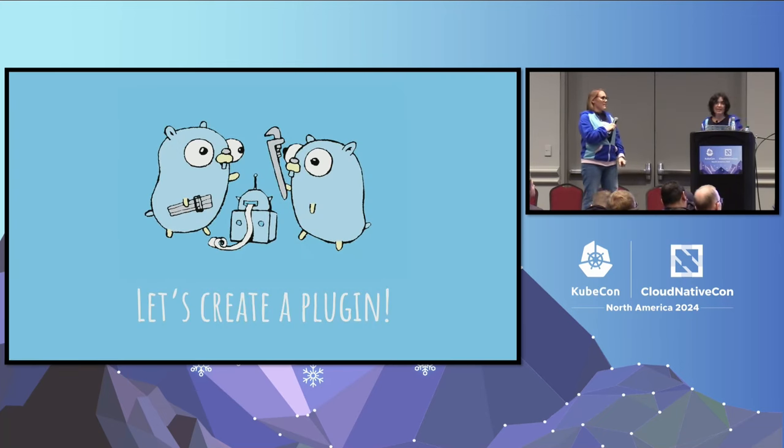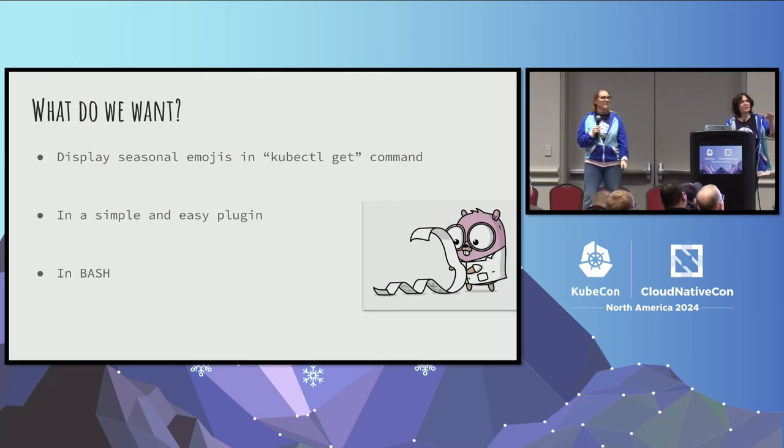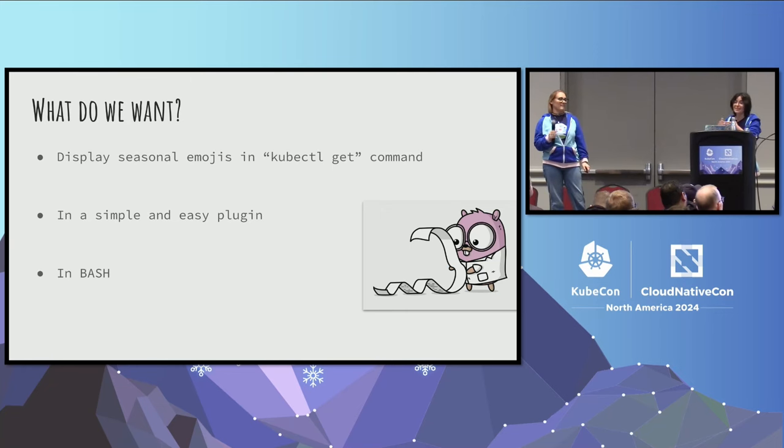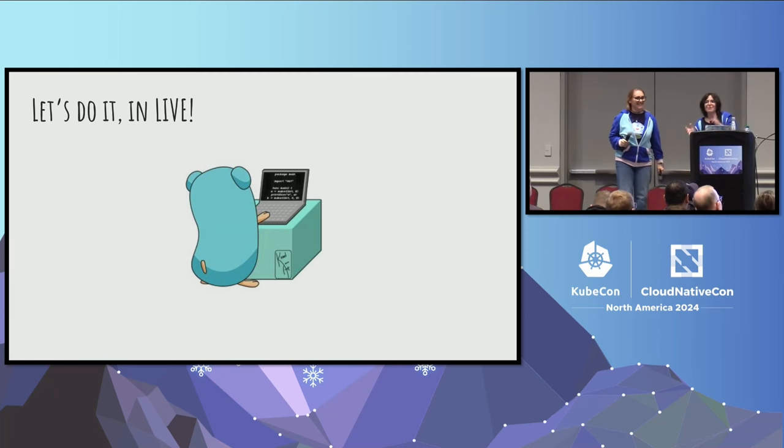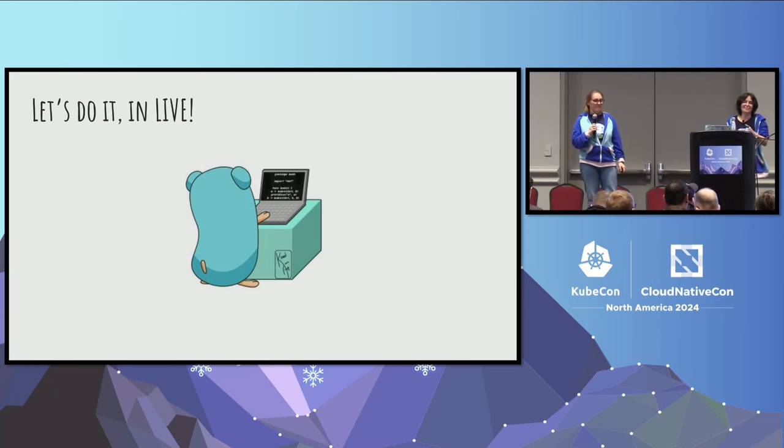After the theory, let's practice. We'll create our super plugin. What do we want? We want to display some seasonal emojis in the results of the kubectl get command in an easy and fast to code plugin and in Bash. OK? Because we are crazy. Completely. We'll do it live, but don't worry, we'll do it step by step.